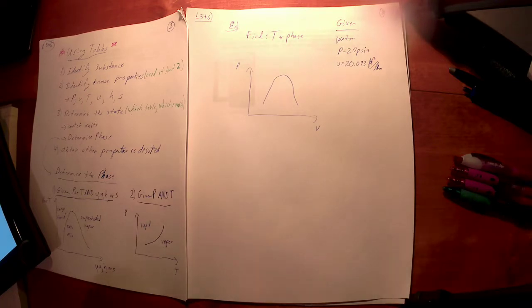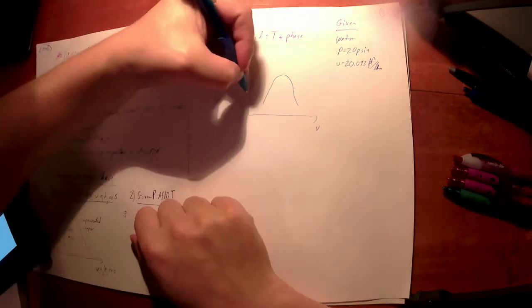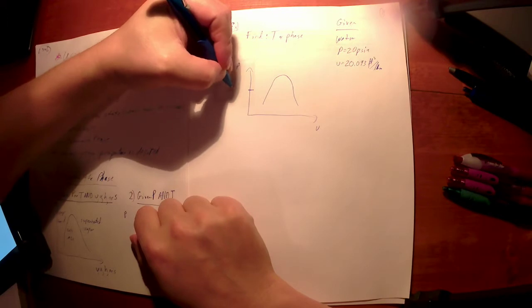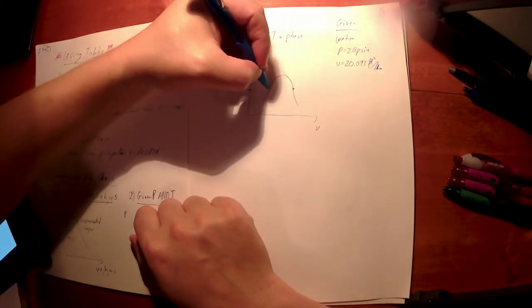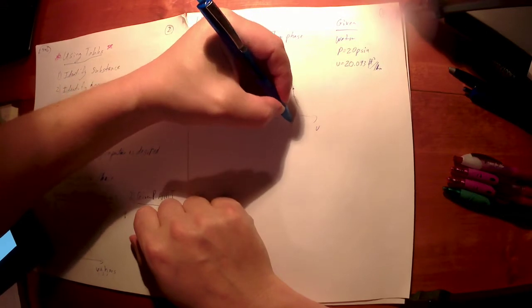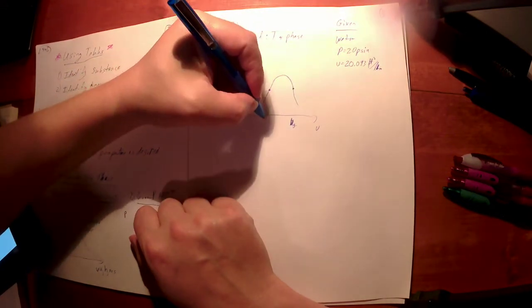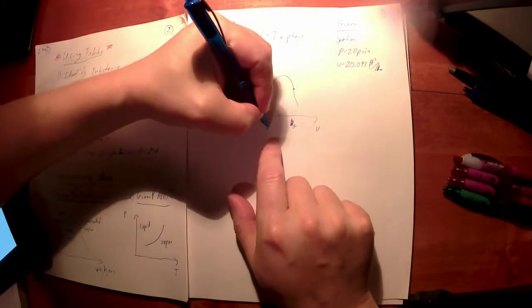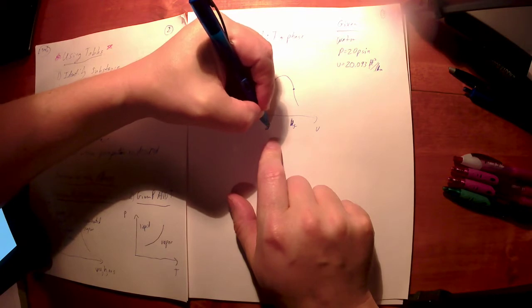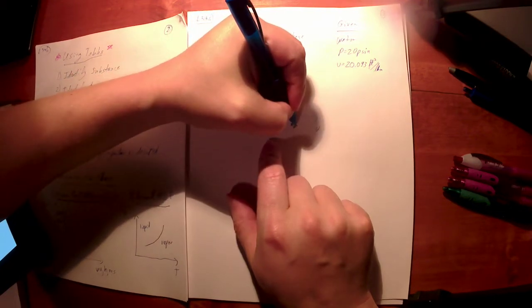Okay, so given 20 psia, I'm going to go look up and see where these values are. This is my VF value and this is my VG value. No, I've switched those. I apologize. This is my VF value and this is my VG value.